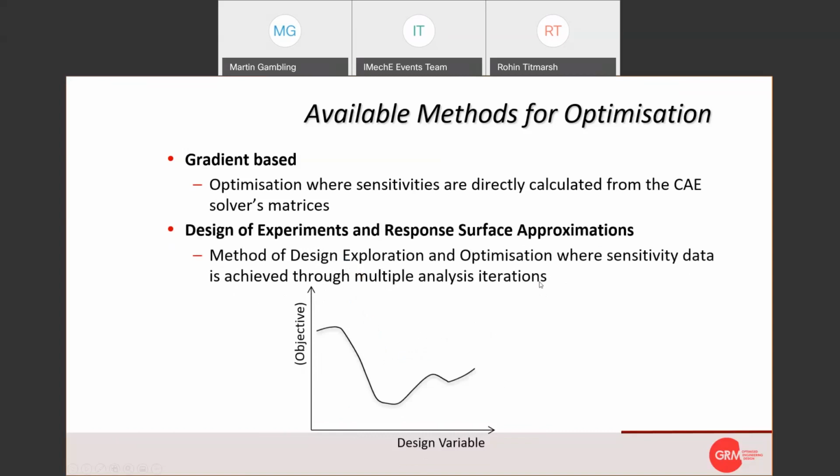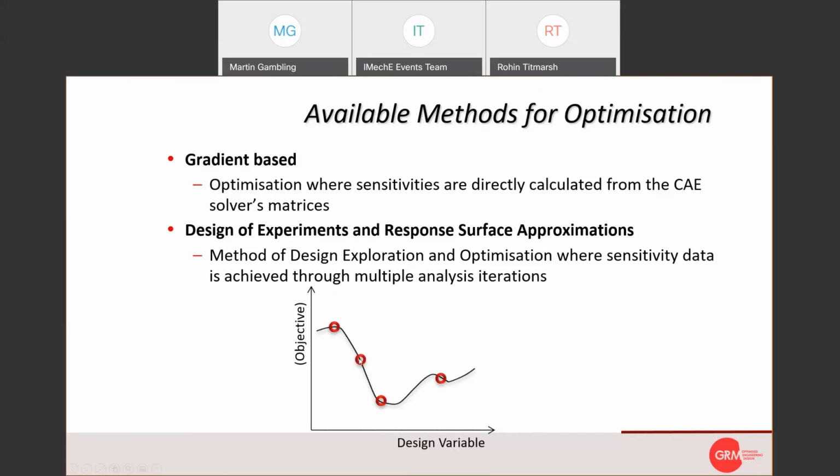The next major discipline, and these are the two that you see in all the major commercial codes, is a process called design of experiments and response surface approximations. What this is doing is saying, well, I've got a design and I can change certain parameters. I don't know inside the maths of the simulation solver what will happen before I make that change to the design. So I've got to do some sample points of my simulation model and understand how it changes.